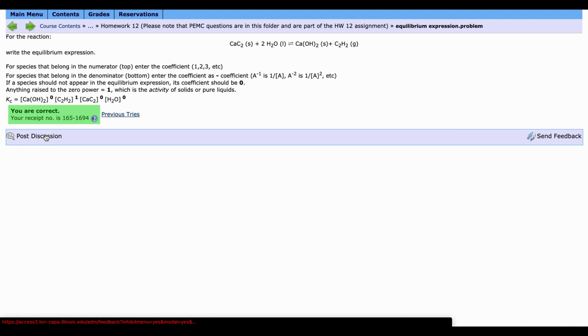So now we have C2H2, which is a gas, and it has a 1 next to it. So we're going to write a 1 here. Next we have calcium carbide, which is a solid, so we're going to write 0. And water, which is a pure liquid, which also does not count towards our equilibrium expression, so we're going to write a 0. And if you submit the answer, we would see that that's correct. So let's do another one.